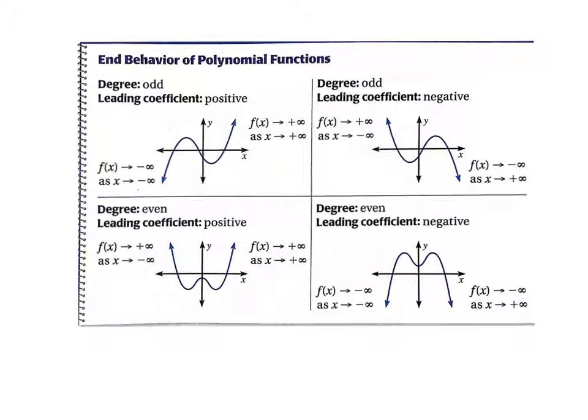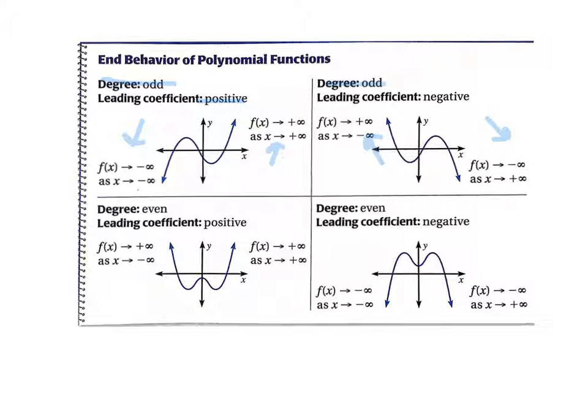When your degree is odd, the ends of your graph are going to go in opposite directions. This one's degree is odd also. Look at the other one, degree odd. The ends go opposite directions. It's called end behavior. What are the ends of your graph doing? And when the degree is odd, they're going to go opposite directions.